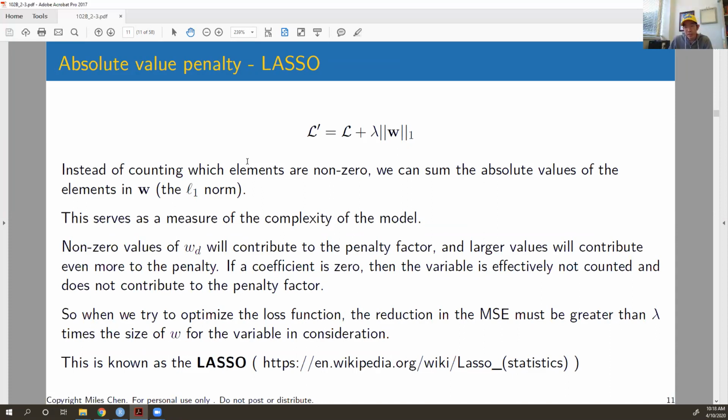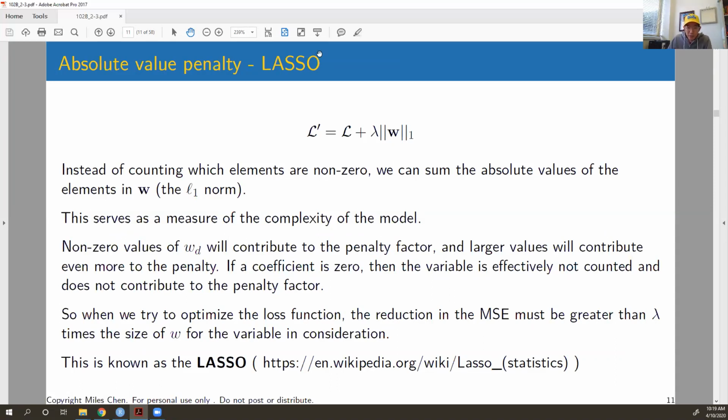So instead of just counting which elements are non-zero, we can add the absolute values of the elements in W. Instead of saying this one's not zero, it's got a number associated with it, we're just going to add the absolute values of all of our weights together, and that could serve as a measure of complexity in the model. So non-zero values of W will contribute to the penalty factor. Larger values will contribute more to the penalty factor. And if a coefficient is zero, then the variable is not counted and does not contribute to the penalty factor.